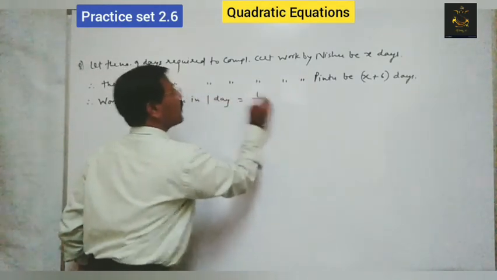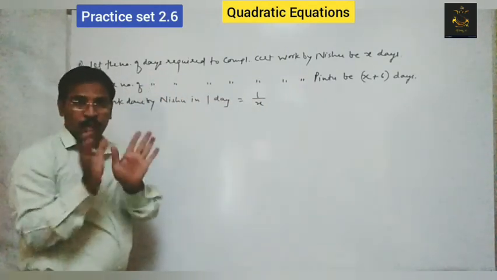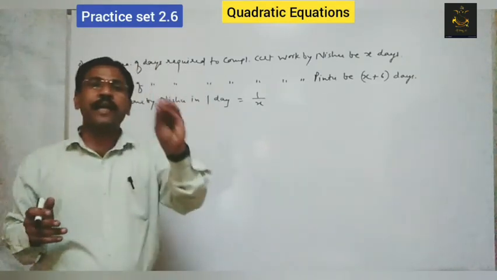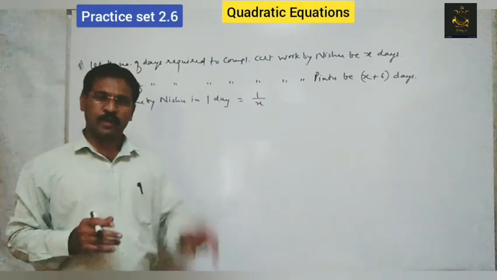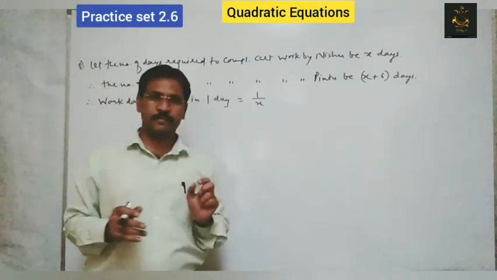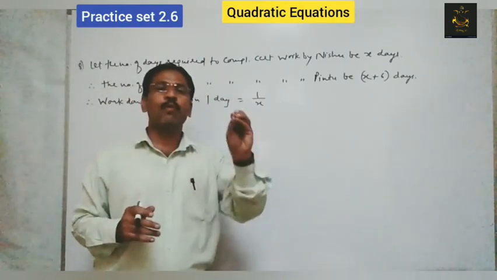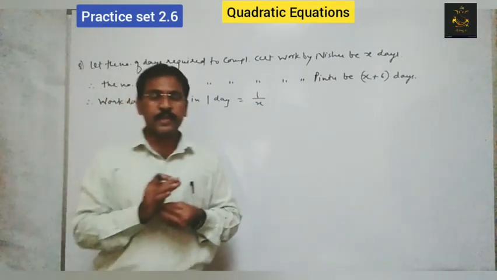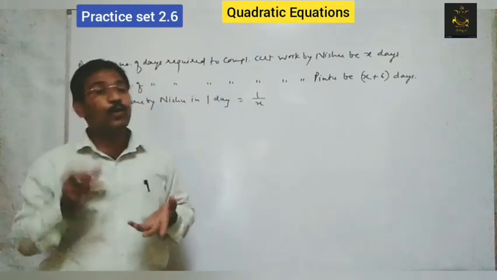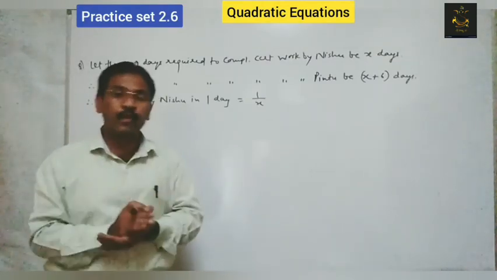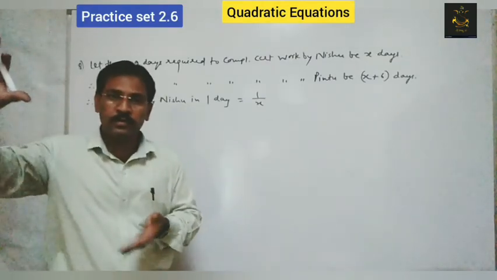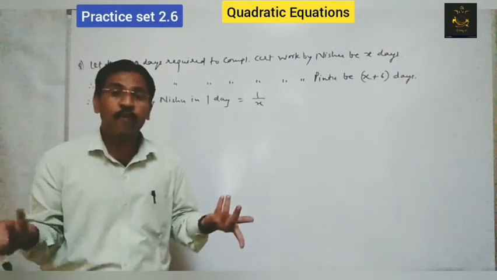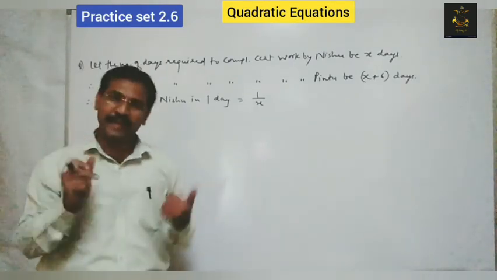That is nothing but 1 upon x. Suppose I give an example. Suppose there are 100 pages in a book. Daily, suppose one person reads 5 pages. How many days are required to complete the book? 100 pages, 5 pages daily, means obviously 20 days. How is that made? 100 upon 5, like this.